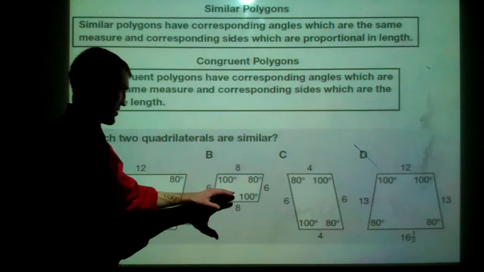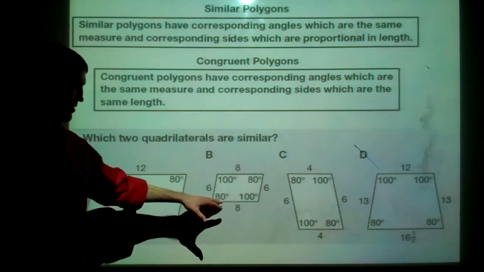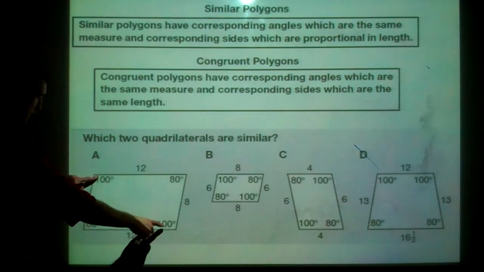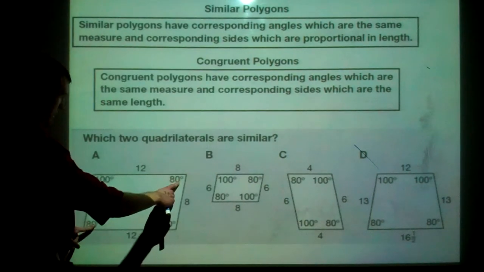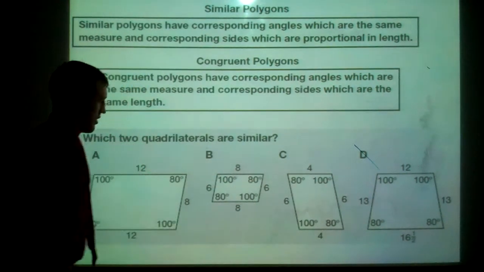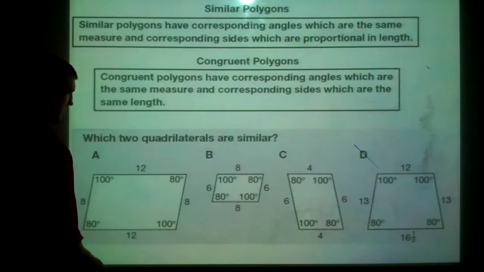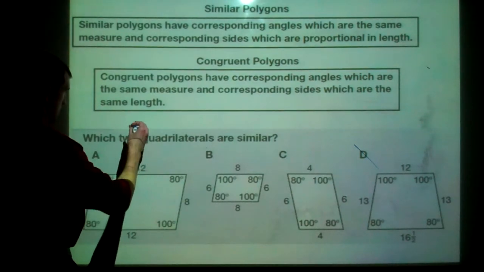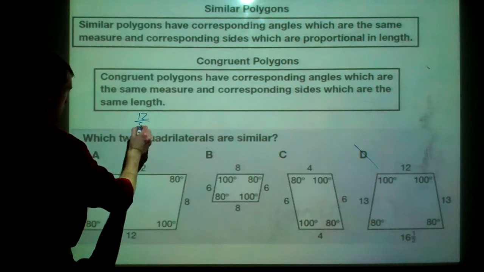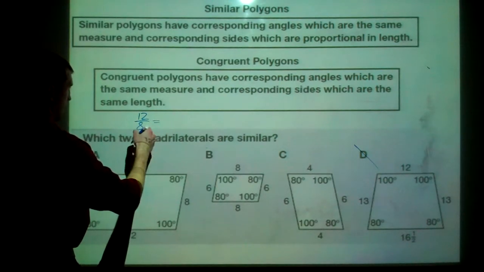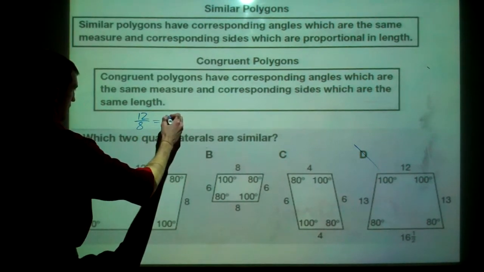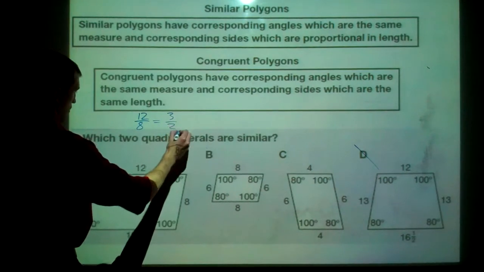It appears that these two might be similar, but let's check to make sure. We do have corresponding angles, 100 and 100, 80 and 80, 100, 100, 80, 80. But we want to see if we have proportional sides. That means we could take 12 over 8 and reduce that. If we divide by 4, we'll get 3 over 2.